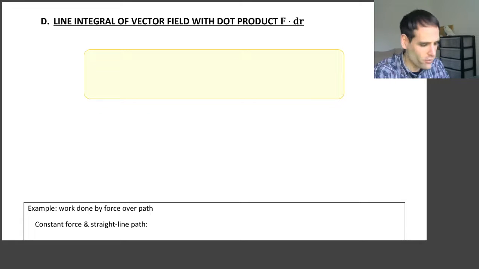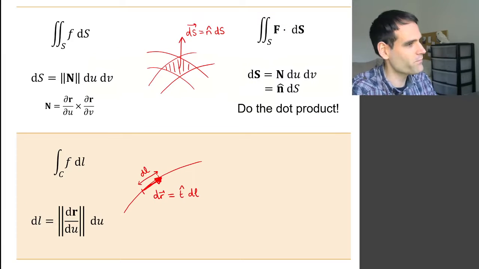In this video, we're going to look at a really important concept, which is a line integral of a vector field which includes a dot product, F dot dr, where both F and dr are vectors. Before explaining this, I'd like to raise the analogy with surface integrals, and for that I have these slides here.